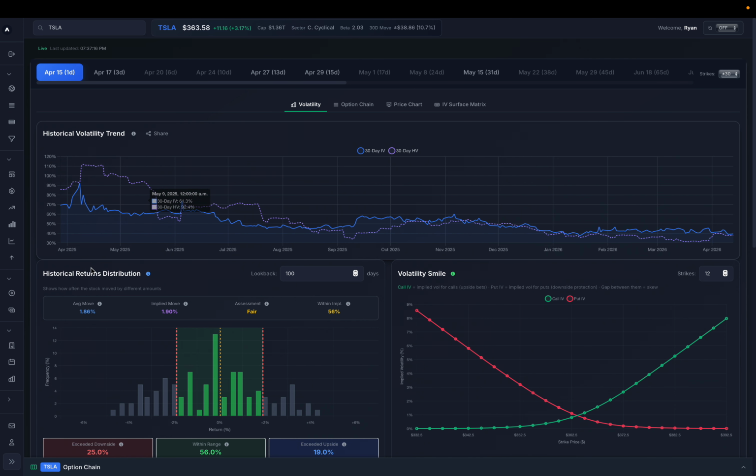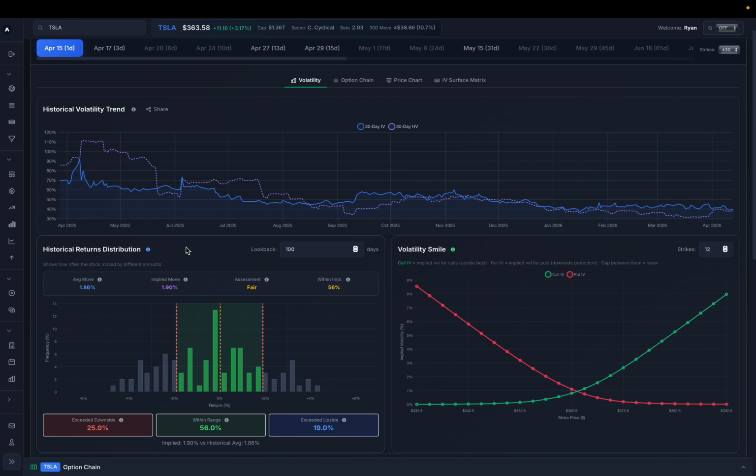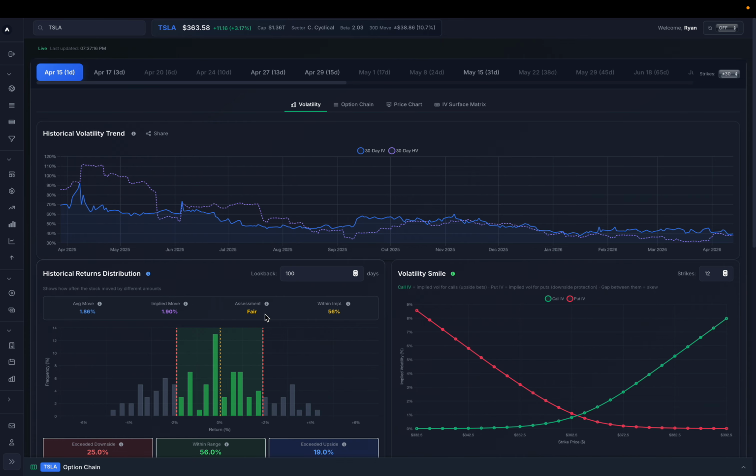We can see here at the middle left, we have the historical returns distribution. Now this shows 4 key points. So we have the average move, which is showing as 1.86%, the implied move of 1.9%, the assessment, which is showing as fair because implied is similar to the average, and then we show the percentage of time it fell within the implied move. Now to stress, this is term specific.